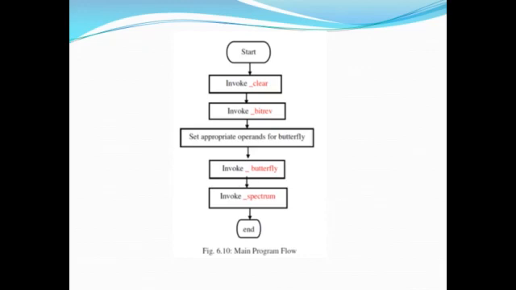So the main program flow is like this. We are going to have a flow chart for this. Start, then invoking clear. Invoking is just calling the subprogram from the main program. So invoke clear, invoke bit reverse, and set appropriate operands for the butterfly computation, and again invoke butterfly, invoke spectrum, and end of the program. So these are the tasks involved in the main program.